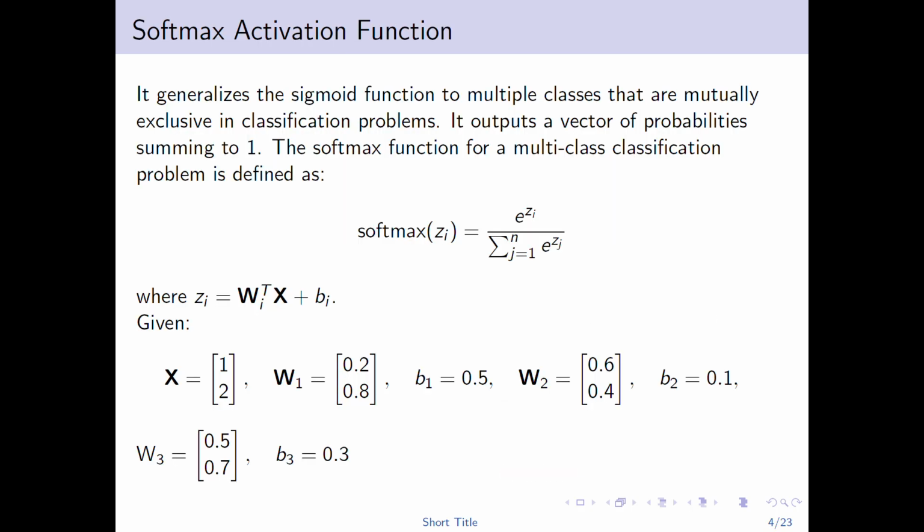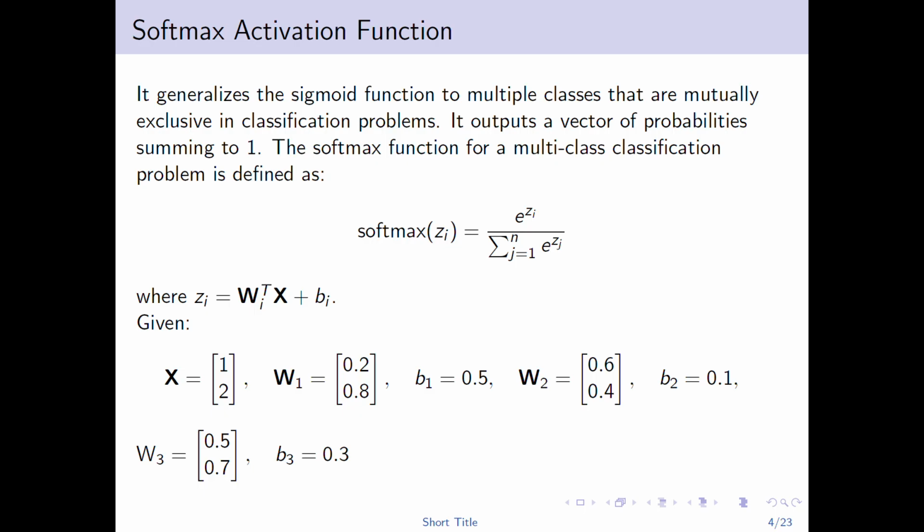Now we are going to discuss another important activation function, which is called the softmax activation function. The softmax activation function generalizes the sigmoid activation function so that we can classify a set of objects into multiple classes, and these classes need to be mutually exclusive also. So the softmax activation function is used for a multi-class classification problem. It outputs a vector of probabilities summing to 1.